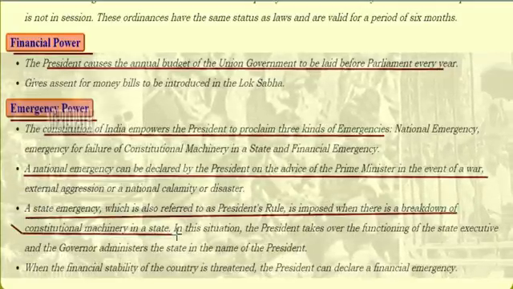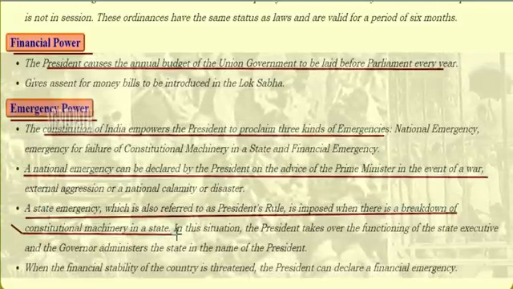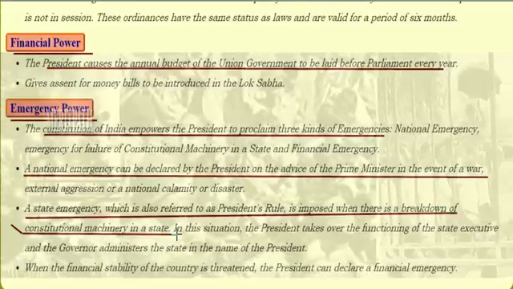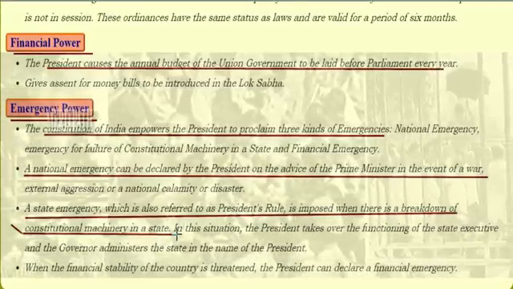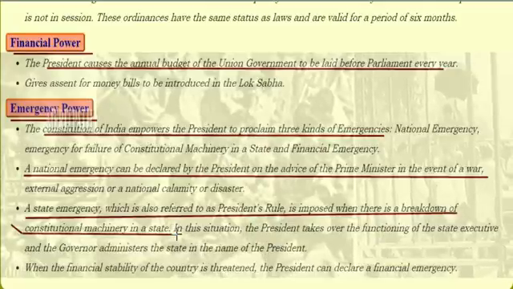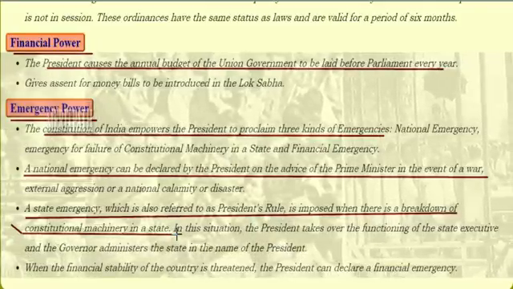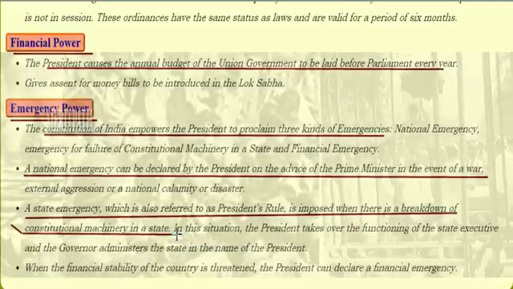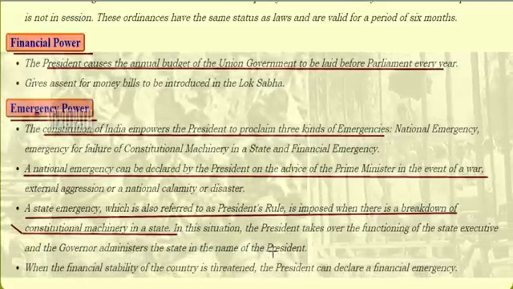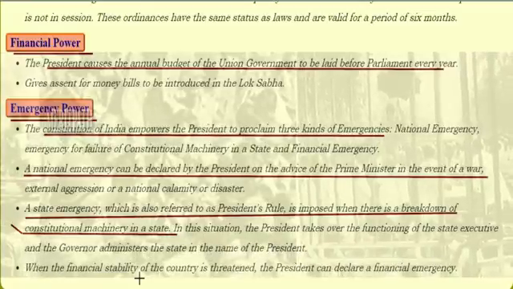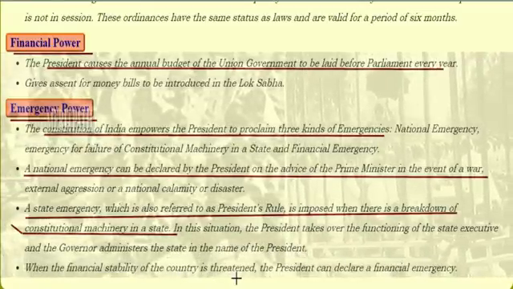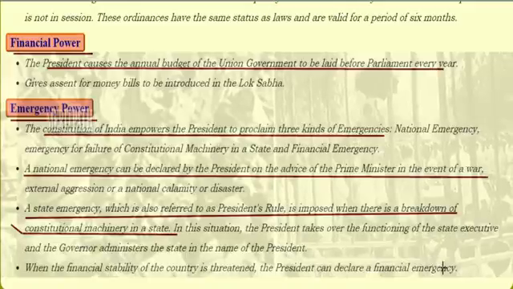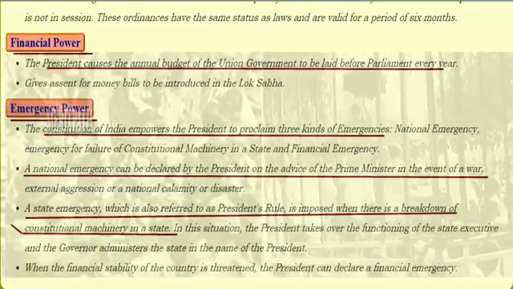A state emergency, also referred to as President's rule, is imposed when there is a breakdown of constitutional machinery in a state. In this situation, the President takes over the functioning of the state executive and the governor administers the state in the name of the President. When the financial stability of the country is threatened, the President can declare a financial emergency.